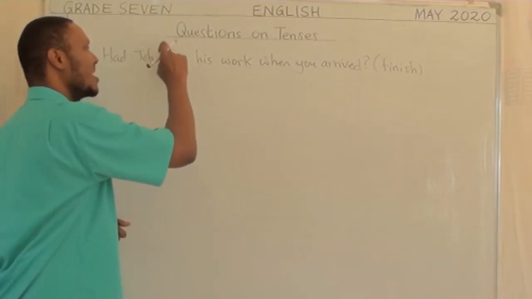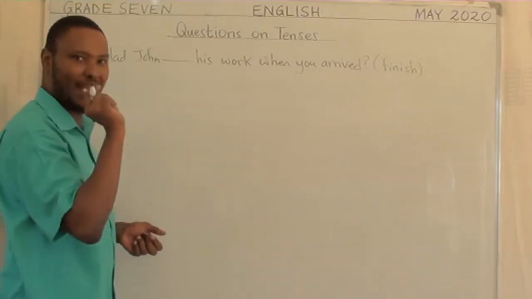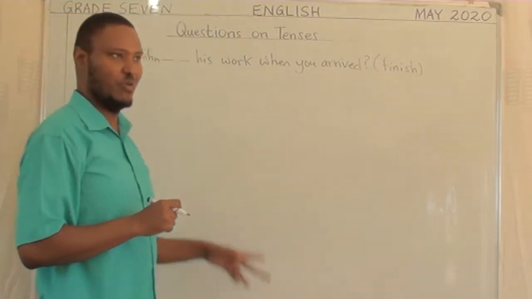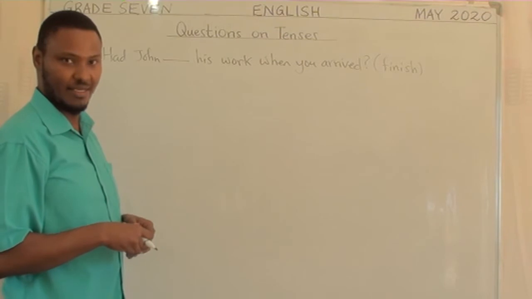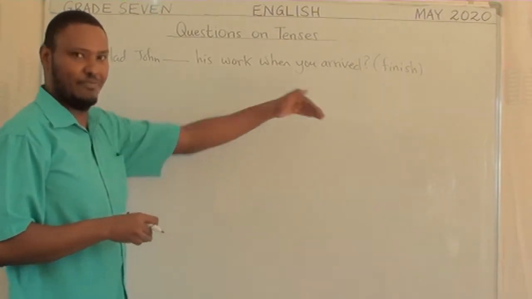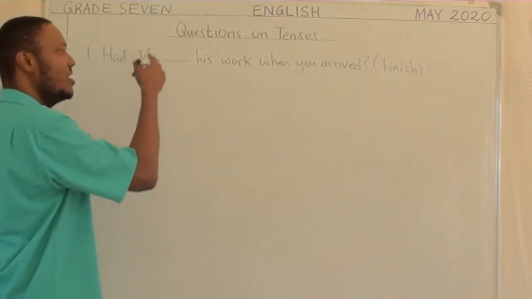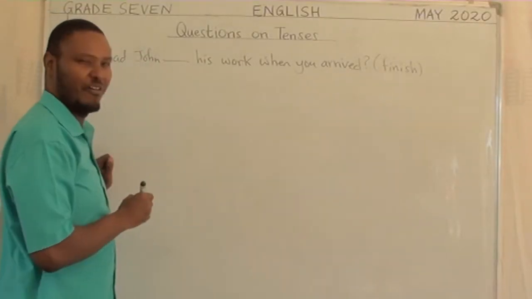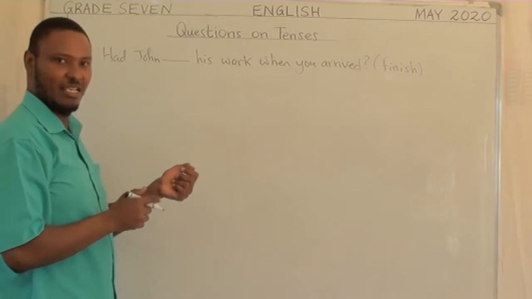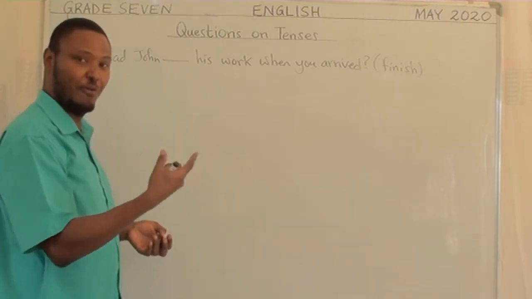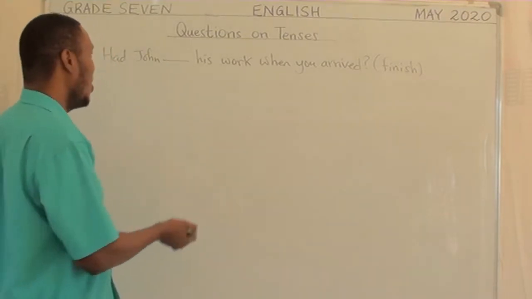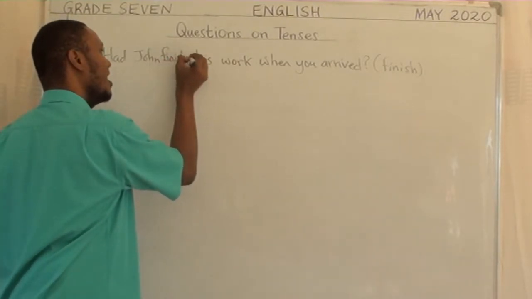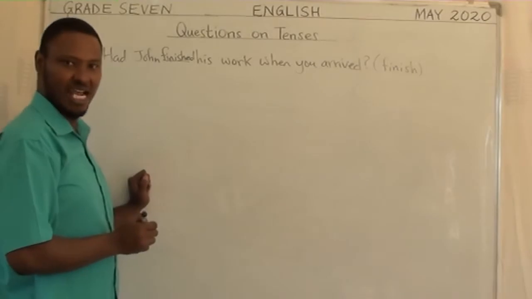So here we are supposed to use the past participle form of finish. Why? Because we are forming the past perfect tense. So past perfect tense is had plus past participle. So had John dash his work when you arrived. What is the past participle form of finish? The past tense is finished. The past participle form of finish is finished. So had John finished. So we say, had John finished his work when you arrived?